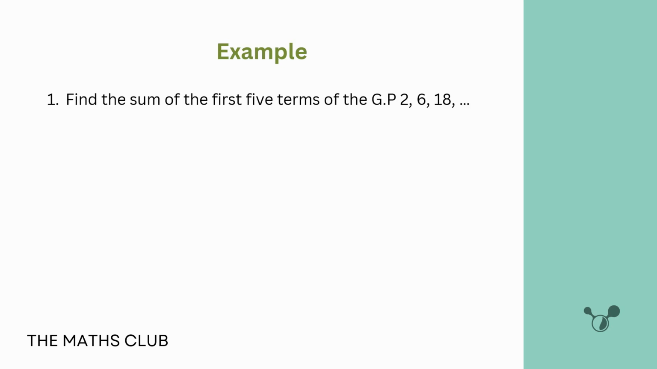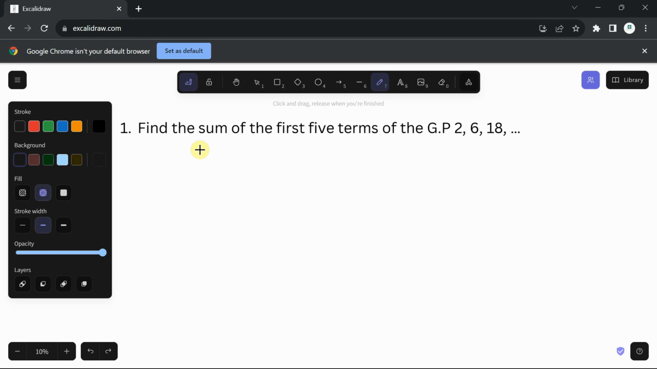The first of them says, find the sum of the first 5 terms of the GP 2, 6, 18. So what do we know in this particular question? What are we given? We're told to find the sum of the first 5 terms. So that means our n is equal to 5. We're told the GP is 2, 6. We know that our a is equal to 2.